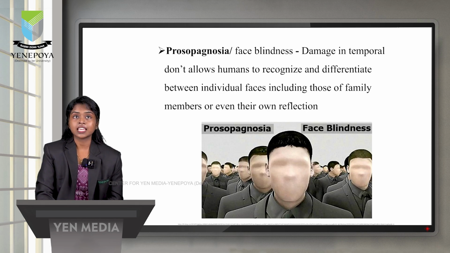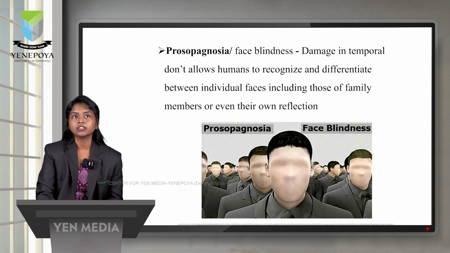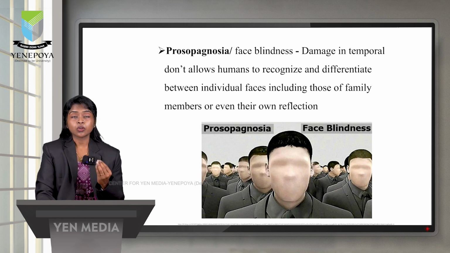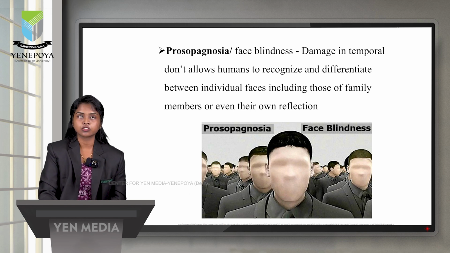Prosopagnosia, otherwise called face blindness. Damage in the temporal lobe doesn't allow a person to recognize and differentiate between individual faces, including those of family members, even their own reflection. So in case of damage in the medial temporal lobe, the person can't recognize faces. In a major condition, they can't recognize their own face when they see it reflected in a mirror. They are not able to recognize family members either.